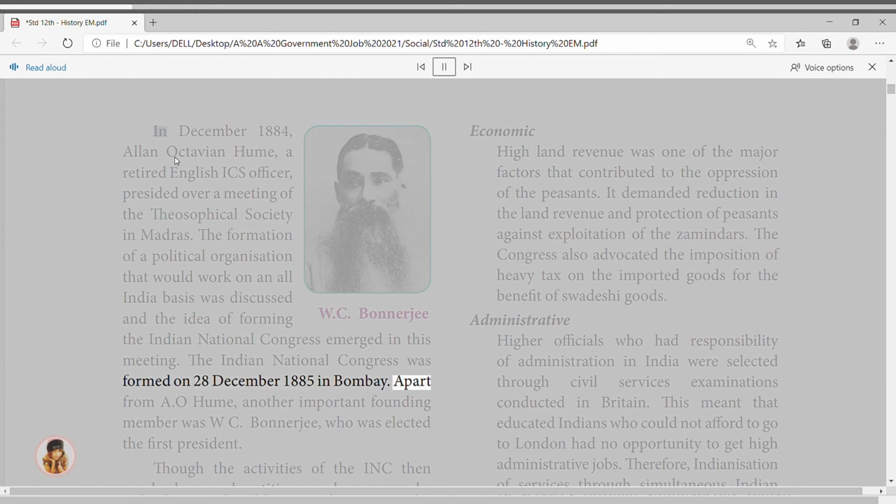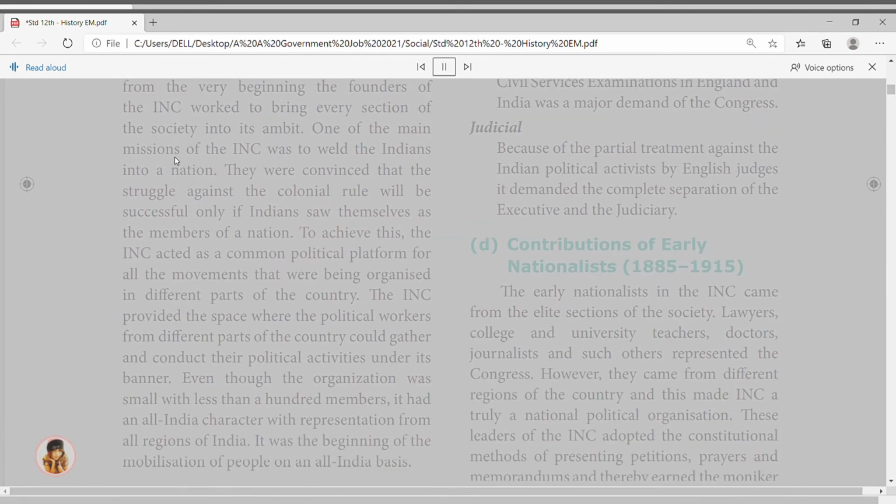Apart from A.O. Hume, another important founding member was W.C. Banerjee, who was elected the first president. Though the activities of the INC then revolved around petitions and memoranda, from the very beginning the founders of the INC worked to bring every section of the society into its ambit. One of the main missions of the INC was to weld the Indians into a nation.